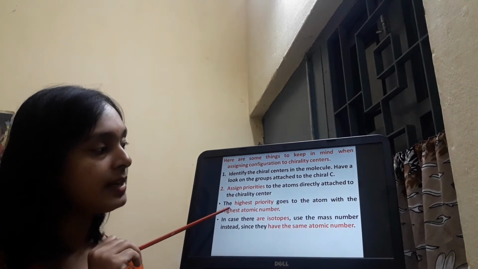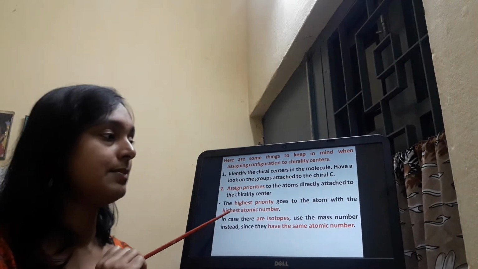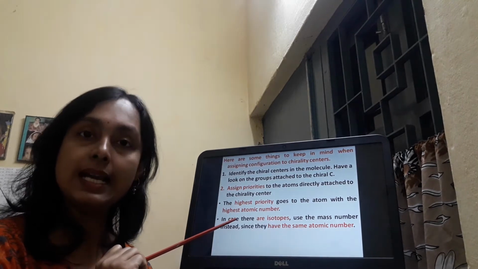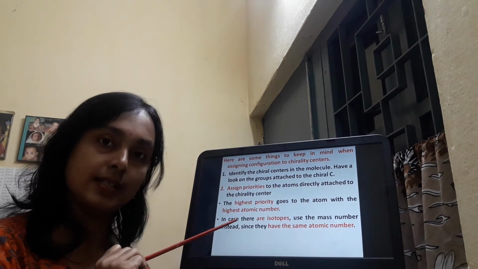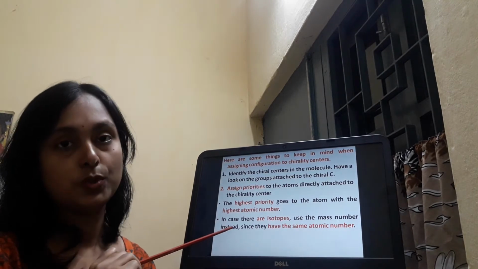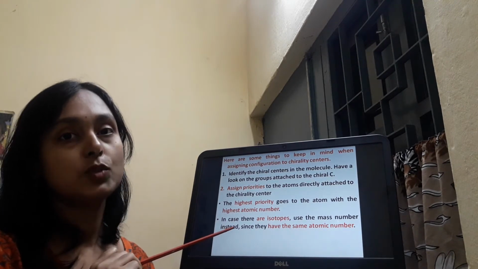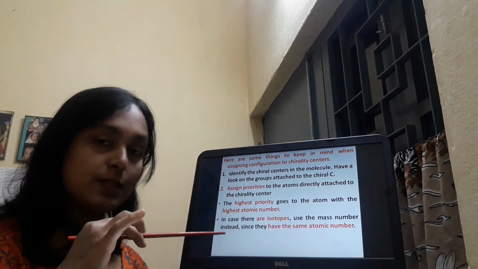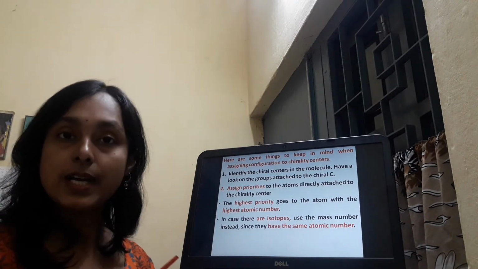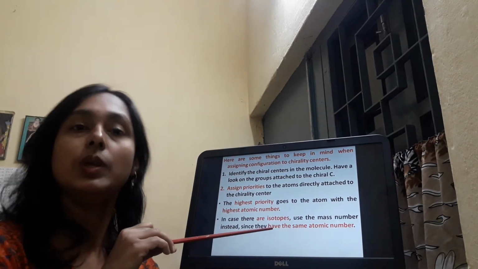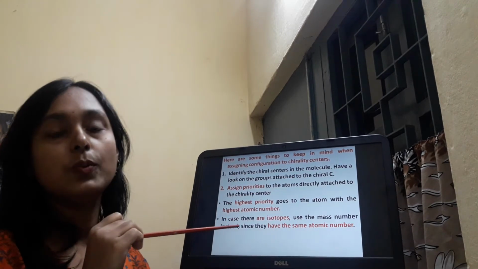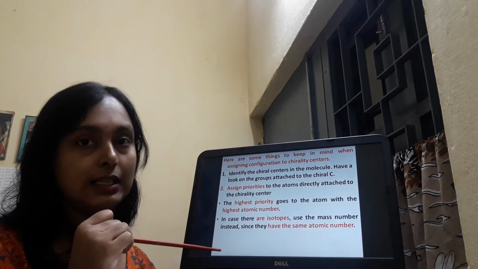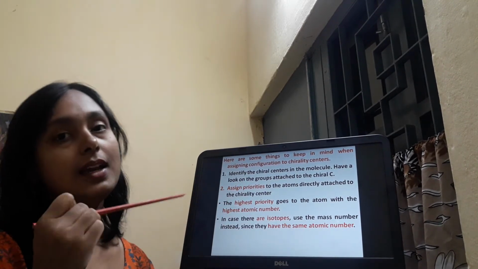Then the highest priority goes to the atom with the highest atomic number. So whichever has the highest atomic number has the highest priority. In case there are isotopes, they have the same atomic number. The only difference in this respect is the mass number. So instead of considering the atomic number, we will consider the mass number whenever we have to give the priority. Whichever has the higher mass number than the other has the higher priority.